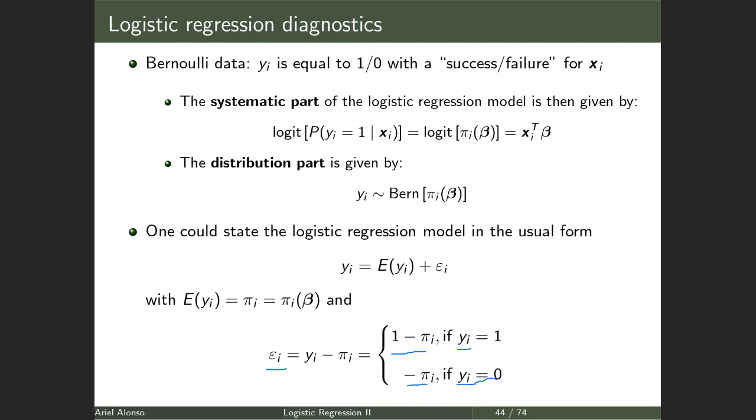But you can write your model. You can write your logistic regression model or probit model, whatever you want. Well, in this case, we're dealing with the logistic regression. You can write it in this way. The only weird thing is that now the error terms can only take two values, 1 minus pi or minus pi. But you can do it. And you can write the error terms just like you did in linear regression, in this way.